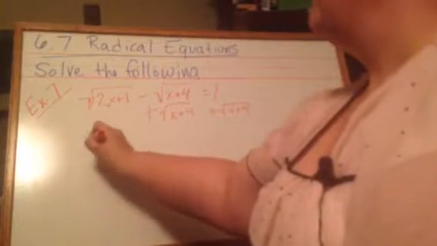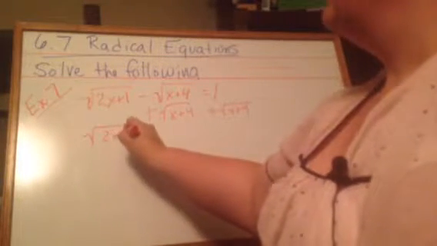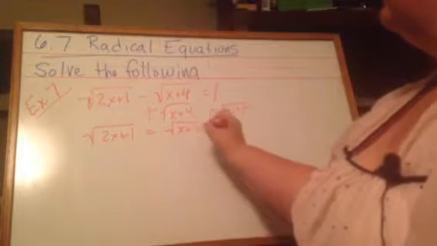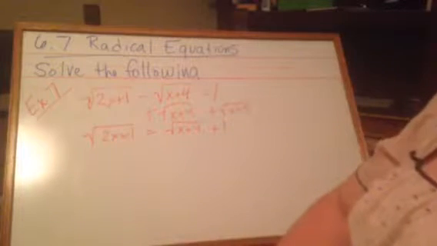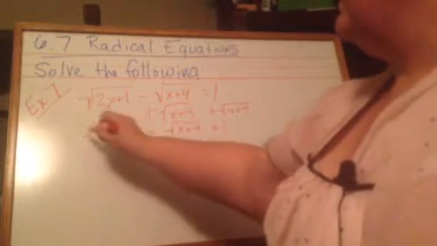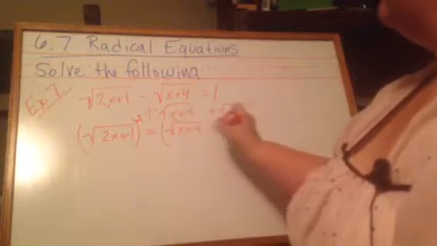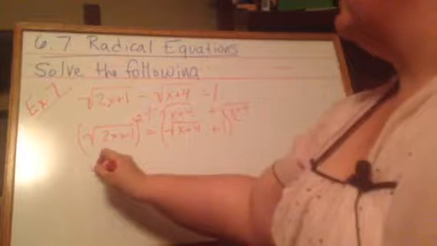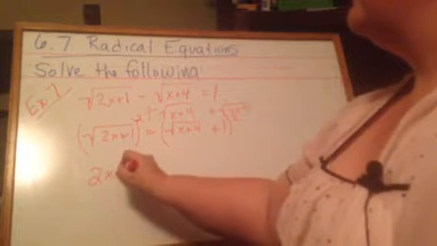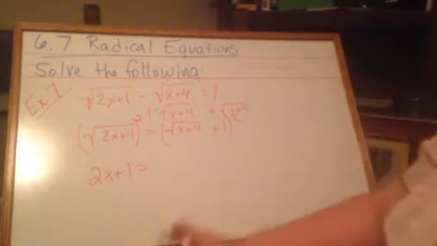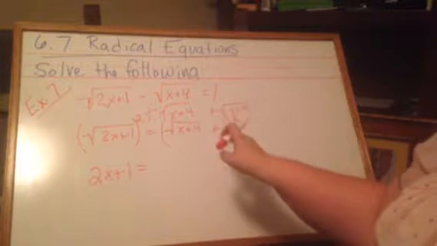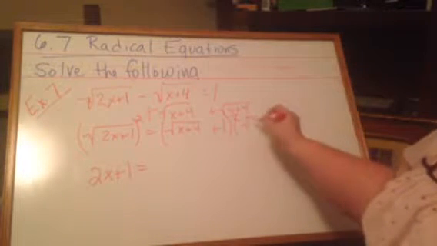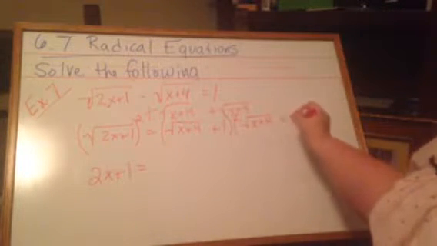So we get square root of 2x plus 1 equals square root of x plus 4 and a plus 1 outside. All right, so we're going to square this side and we're going to square this side. On the left-hand side, those square roots cancel with the square. So you get 2x plus 1 equals. Now this means that that's a binomial. So we're going to have to multiply. I'm going to go ahead and write that again here so we can multiply that out.